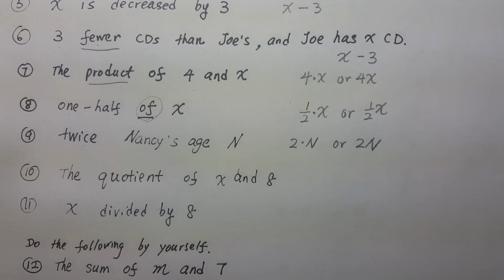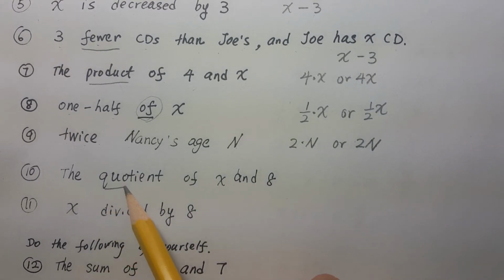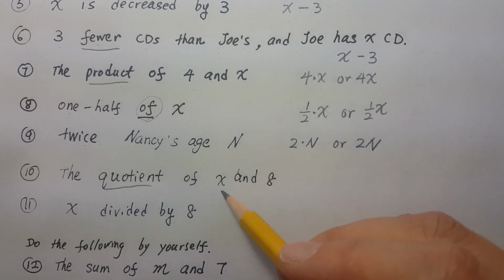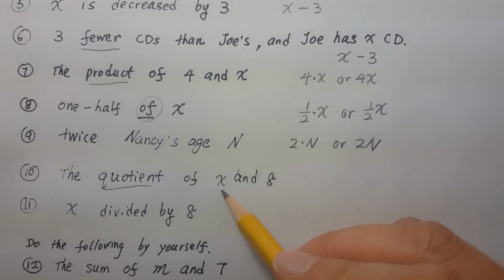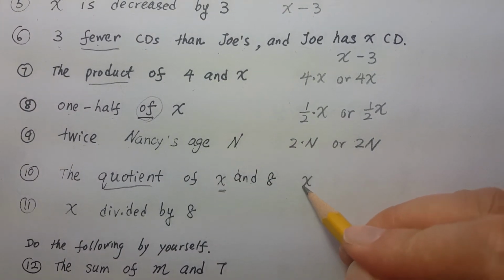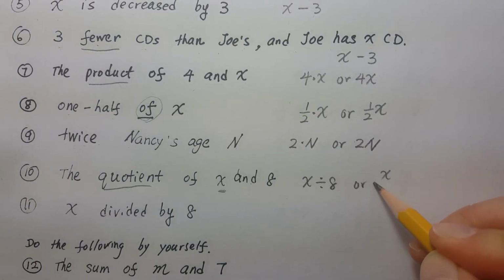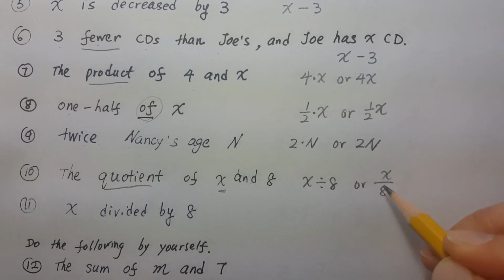Now let's take a look at number 10. Number 10, the quotient of x and 8. Quotient indicates division. So now x and 8, which one comes first? X comes first. So x divided by 8, or x over 8. You use this as a division symbol.